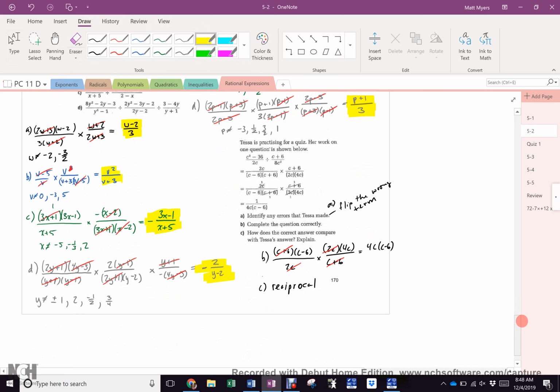And there is the bottom two. There's the D. She flipped the wrong term. That's the right answer. And of course, they are reciprocals of each other, which makes sense because she flipped the wrong term.